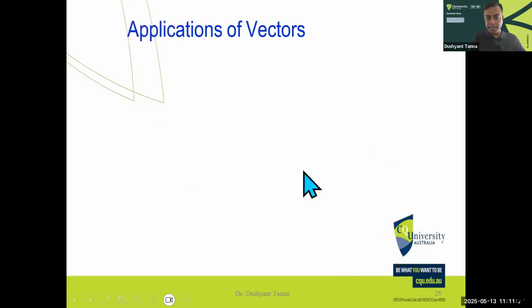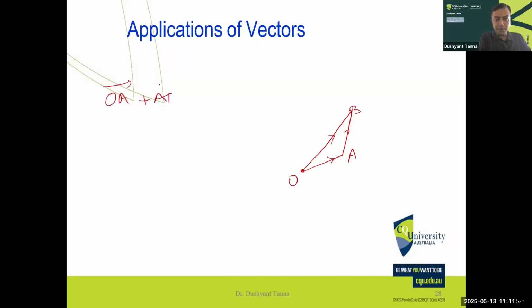So what happens? There is this O, go to A, go to B, and that's OB. So what happens? By the vector law of addition, OA plus AB is the same as vector OB. So if I have to simply talk about AB, it is OB minus OA, that simple, right?